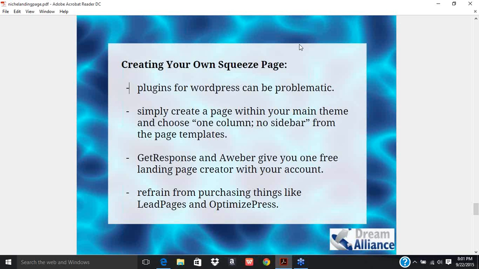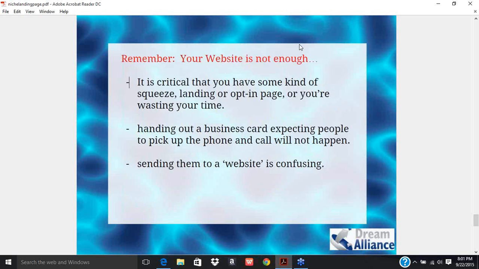Just stop buying these weird squeeze pages, and don't ask me, hey, have you ever used this one? Because I'm going to say either no or yes, and it stinks. Okay, I'm just building my squeeze pages right in WordPress, and I'm going to try the GetResponse ones and see what they like. So remember, your website is not enough, okay? This is what we're talking about.